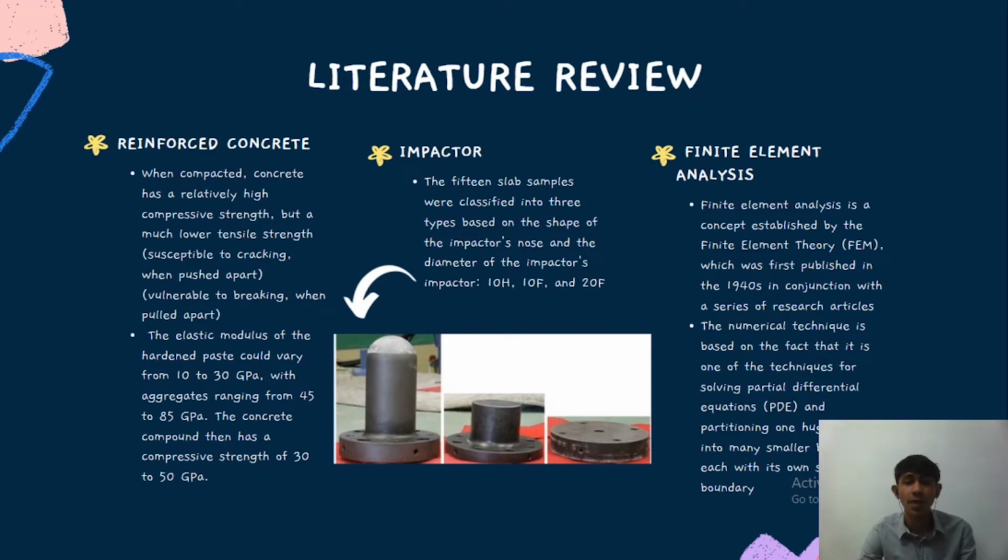Next, we go to the impactor. Based on the research that I found, the 15 slab samples were classified into 3 types based on the shape of the impactor's nose and the diameter of the impactors. As you can see in the slide, this is the example of the impactor. The first one is 10H, as you can see here.